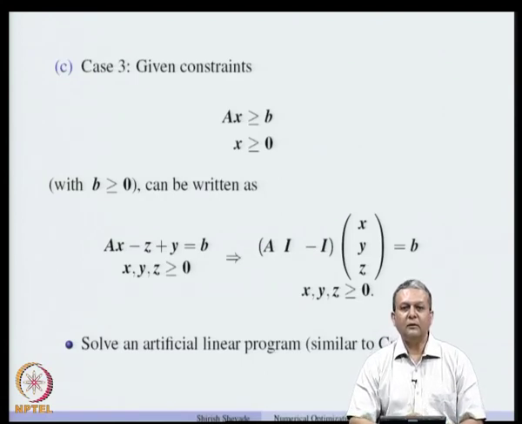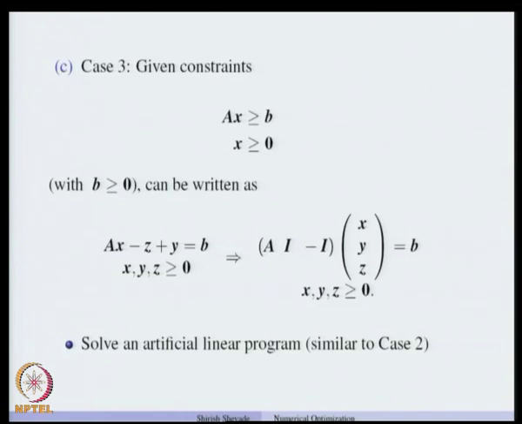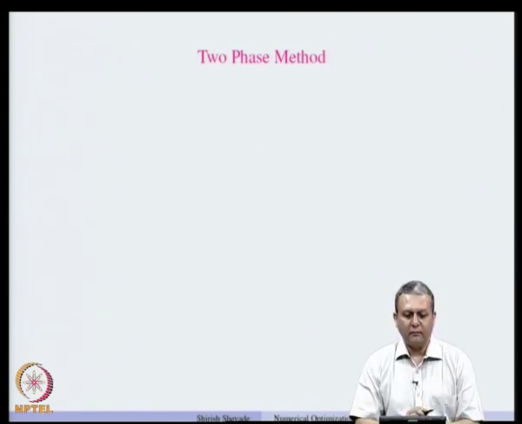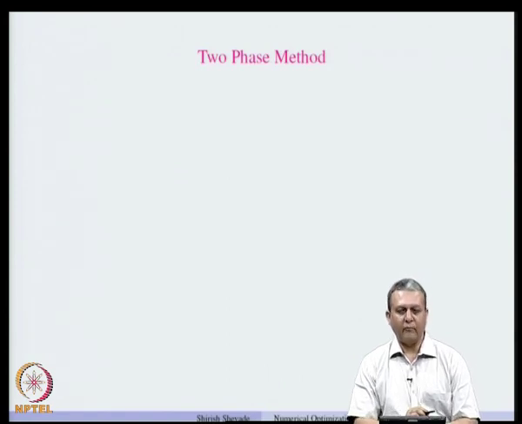So, the rest of the steps are similar to the ones that we discussed in the case of Ax equal to b or the previous case. Now, this method is called two-phase method. The first phase corresponds to finding an initial basic feasible solution for a given system of constraints or concluding that such a solution does not exist, and if the basic feasible solution exists in the first phase, then use that to solve the original linear program.